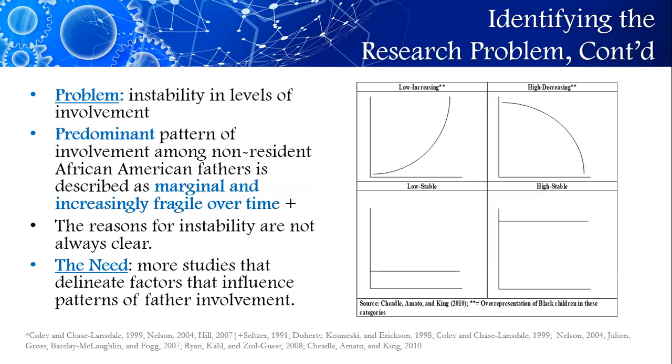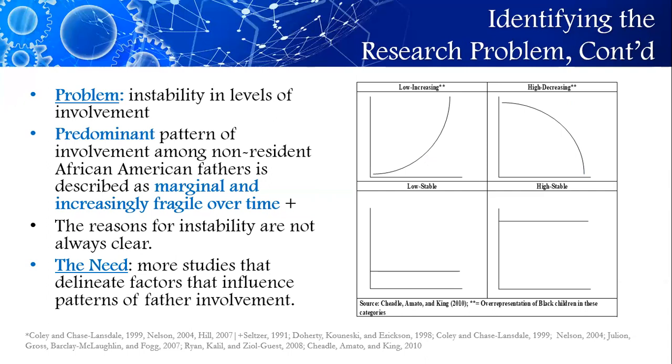And so as I continued to read about my topic and continued to try to nail down exactly what the problem was, there was one key study that I ran across that looked at instability and levels of involvement over time. And one of the main things that they found in this study is that the predominant pattern of involvement among non-resident African-American fathers at this time was described as marginal and increasingly fragile over time.